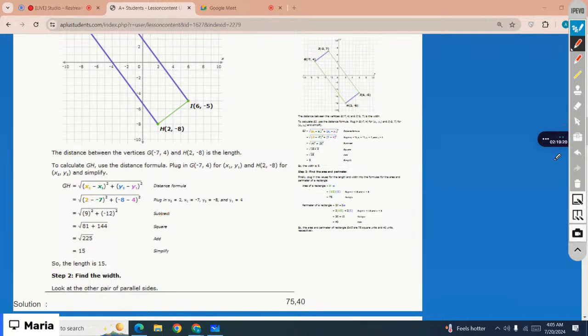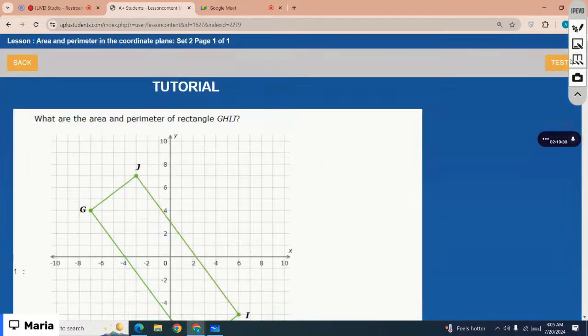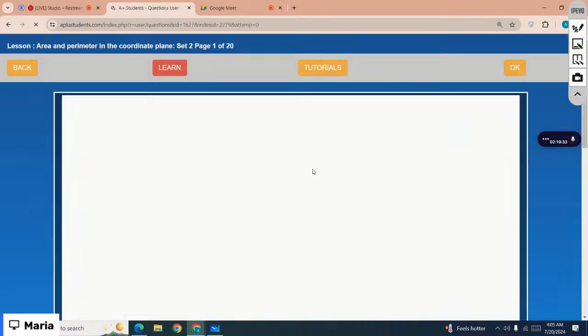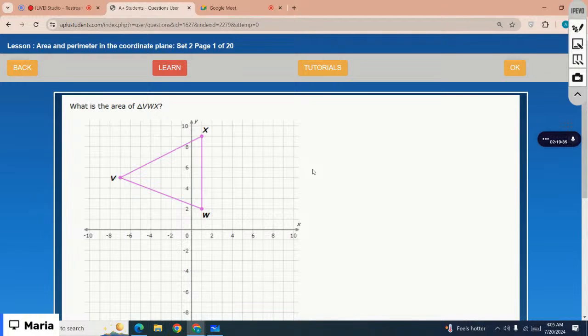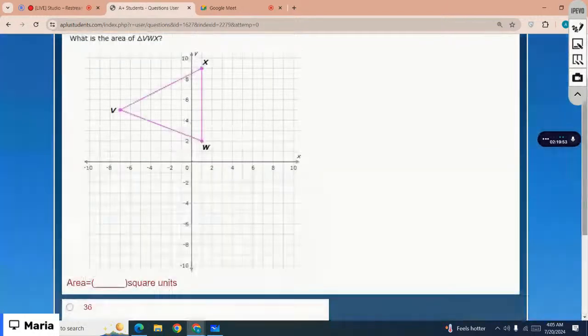Let's just start with the test questions. What is the area of triangle VWX? So you need to calculate the area of this triangle, right? So you need to calculate all the side lengths of the triangle. Let's just calculate the side lengths first, right?